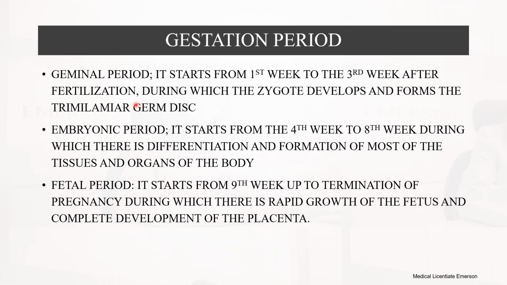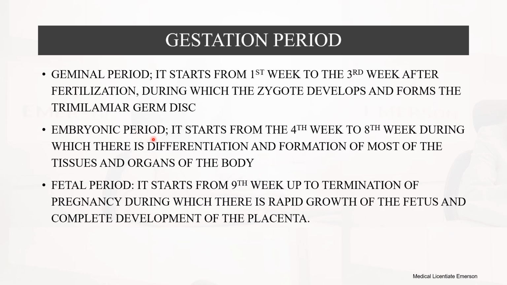Okay, so let's go back to the stages of development. Now we define them. Remember we had 3 stages of development. Number 1 is known as the pre-embryonic stage, also known as the germinal period. This one starts from the first week to the 3rd week after fertilization, during which the zygote develops and forms the trilaminar germ disc.